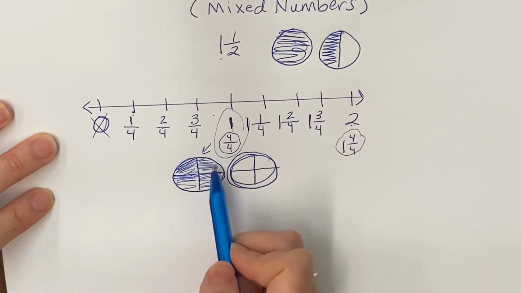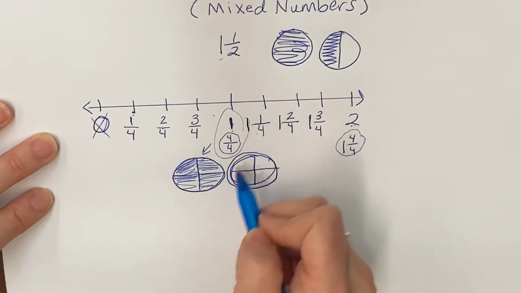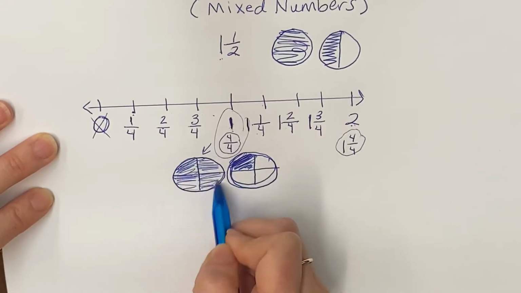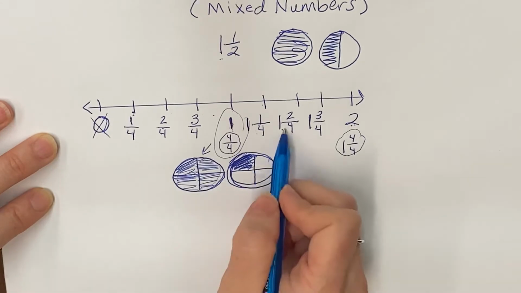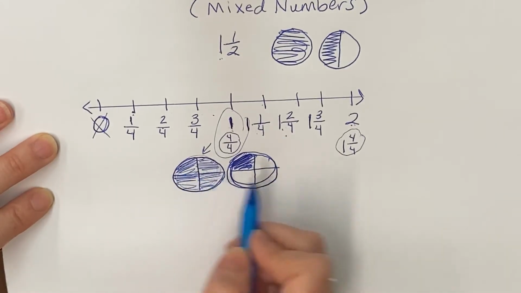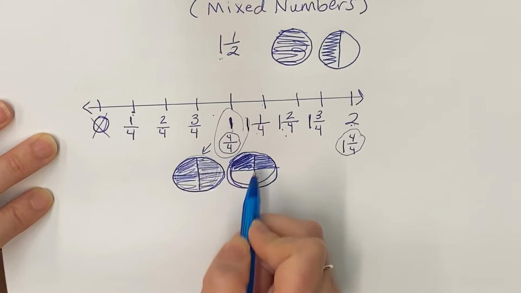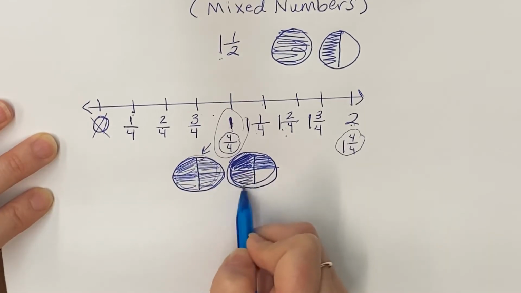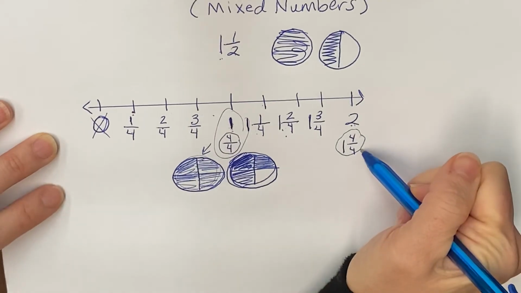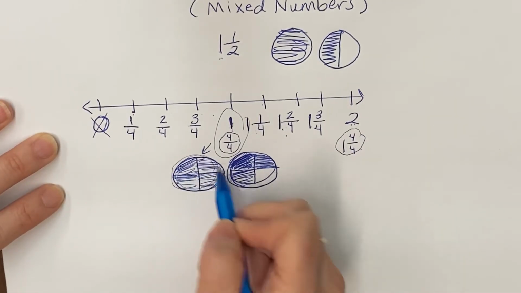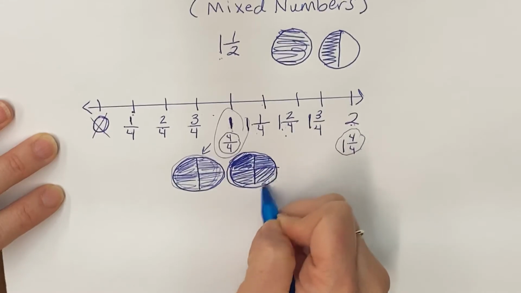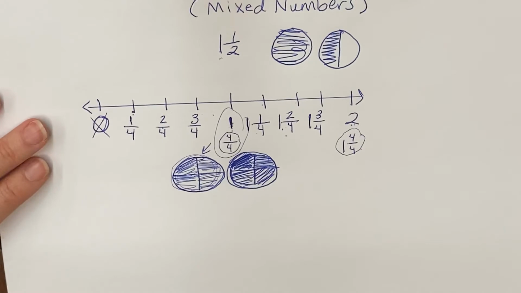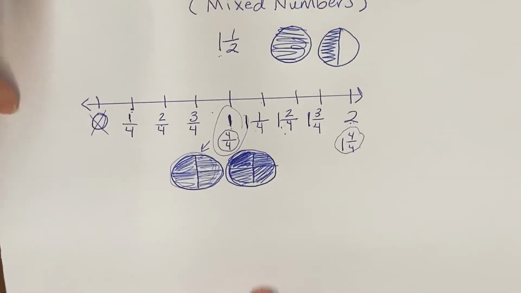1 1/4. I have 1 whole and 1/4. 1 2/4, 1 whole and 2/4. 1 3/4, 1 whole and 3/4. 1 4/4, or 2, would be 1 whole and 4/4, or 2 whole circles shaded in. Okay, let's try one more.